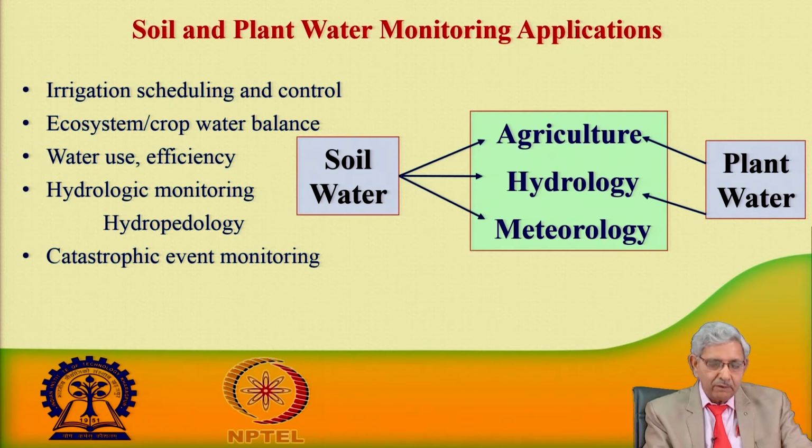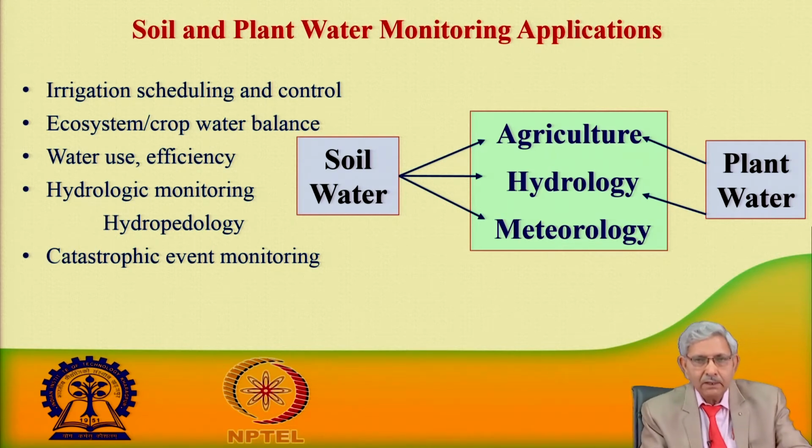For hydrological monitoring, hydropedology and catastrophic event monitoring, soil and plant water related parameters are important. Soil water is applicable to agriculture, hydrology and meteorology, whereas plant water monitoring parameters are applicable to agriculture and hydrology.